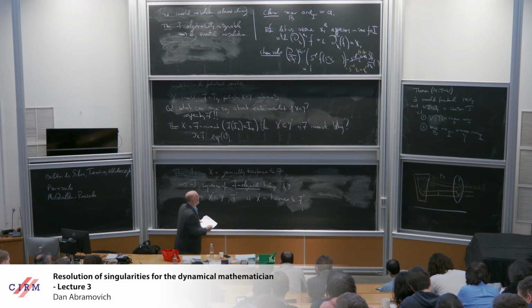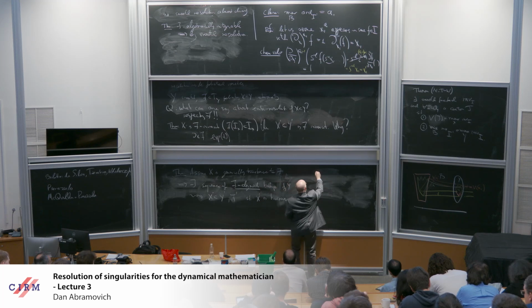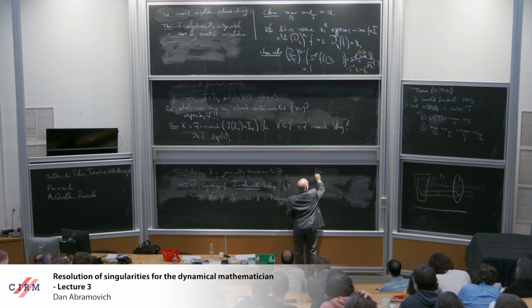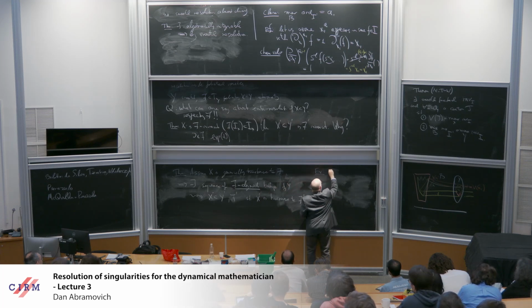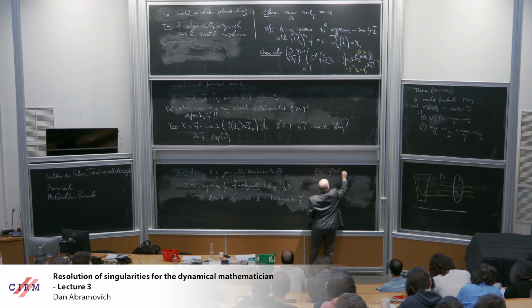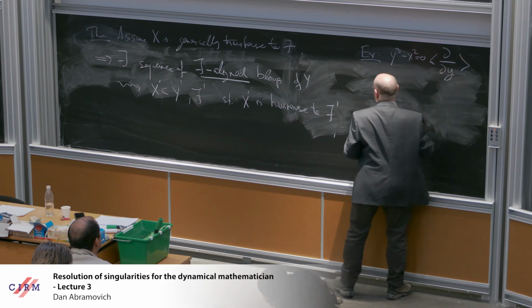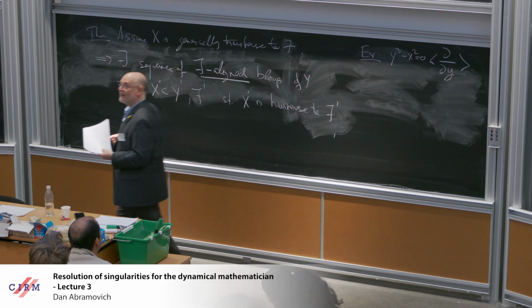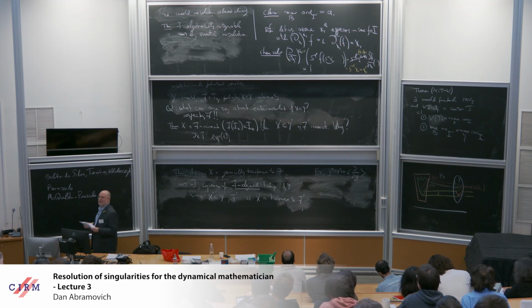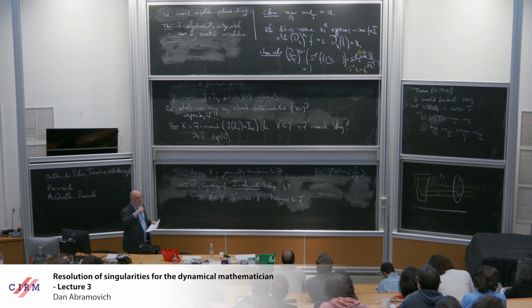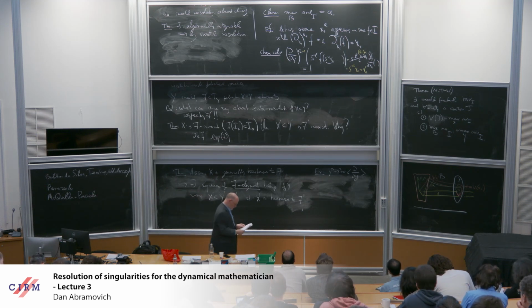Okay. Think about the following example, if you get bored: what happens with y cubed minus x squared equals 0, and the foliation is the foliation generated by dy. So it's generically transverse, but certainly not transverse at the origin, and think about what happens.